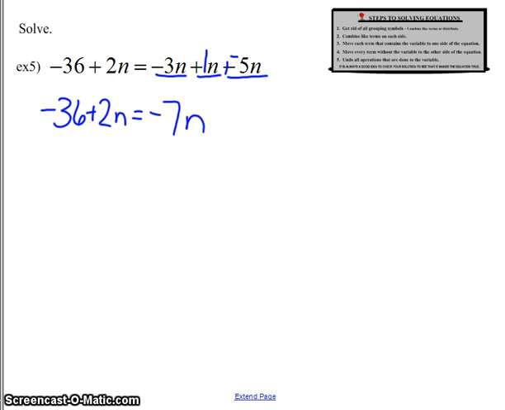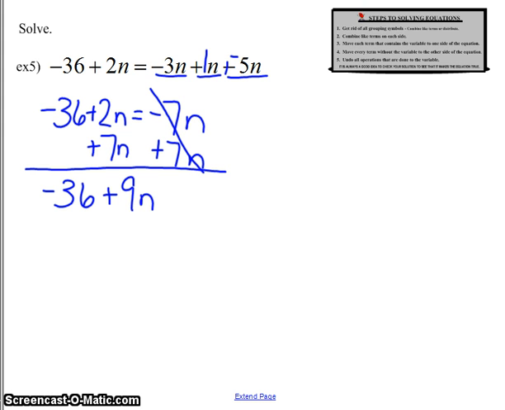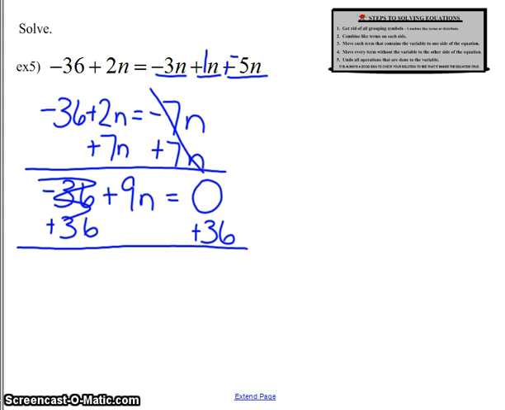And now I'll get started moving the variables to the left and numeric terms to the right. Let's take that negative 7n and add a positive 7n. Doing so, I have a negative 36 plus 9n equals, and there's really nothing left on that side right now, so we can put a 0 to hold the spot. Negative 36 does not have a variable, so let's get rid of that by adding a positive 36. And we have a 9n on the left, a positive 36 on the right.